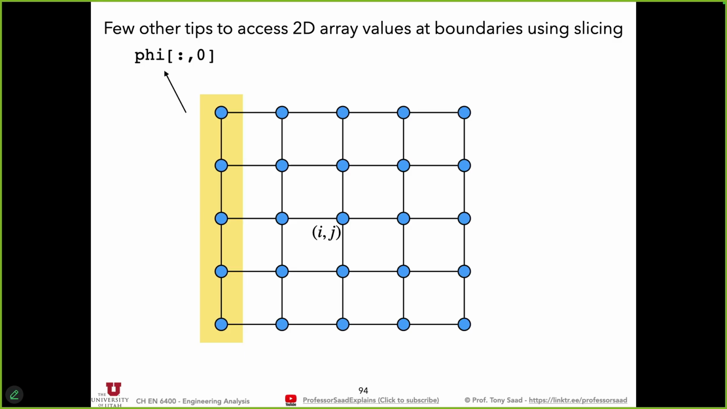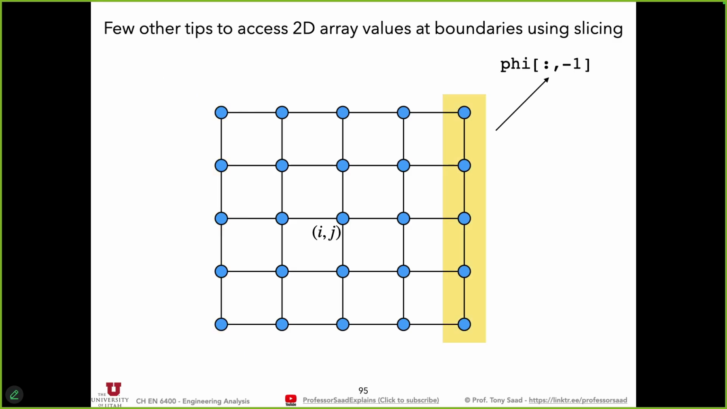The opposite is true on the right boundary. You're accessing the last x value, so you put a -1, but all the y values. So the way I read this, when I see this, I'm saying, okay, give me all the boundary points on the x plus boundary, on the right boundary. So for that, the x index is -1, but give me all the y values. Okay, you see the colon.